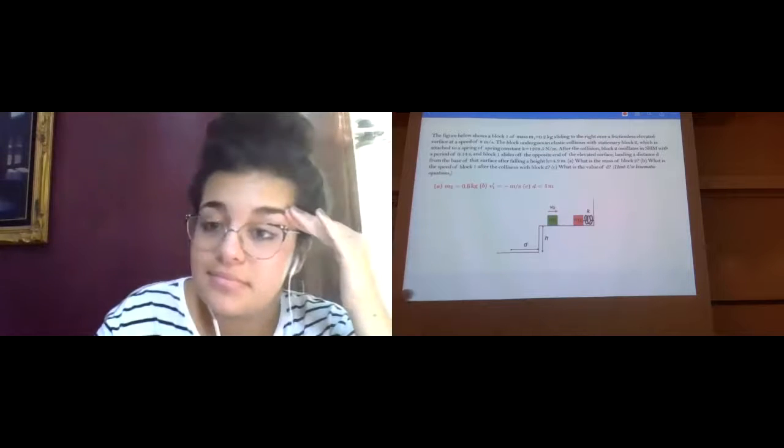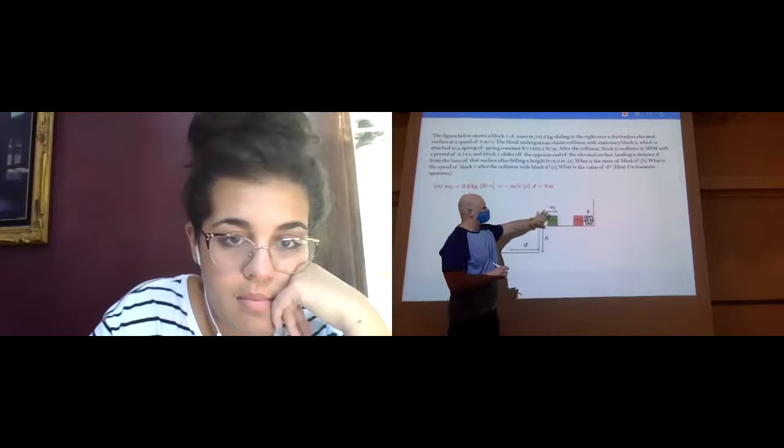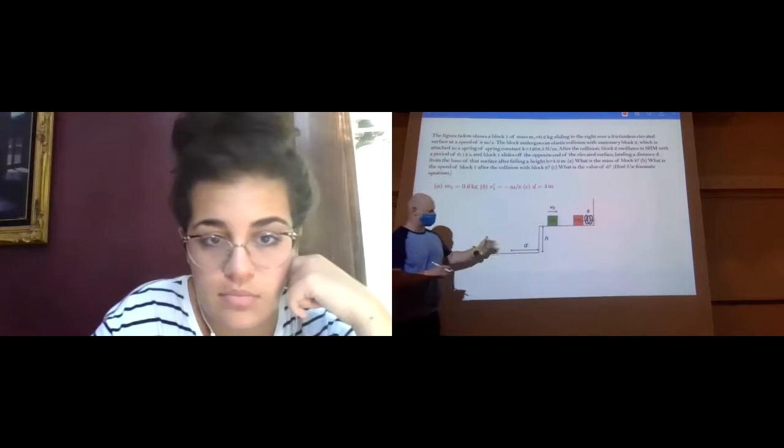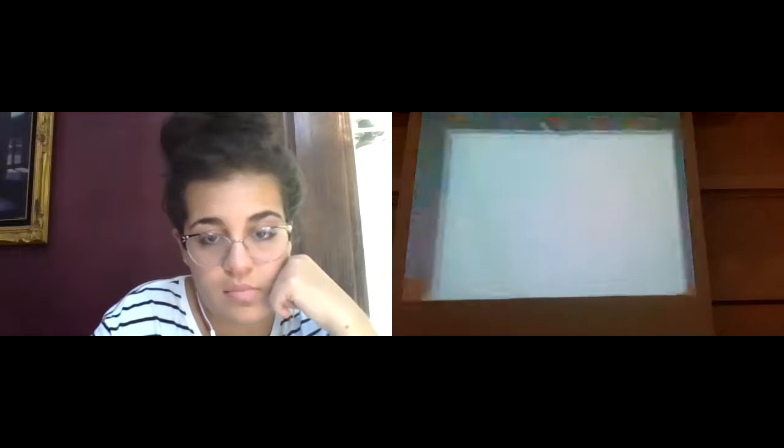So good, let's talk about this problem. The first thing we want to know is what is the mass of this guy? Second, how fast is this thing moving to the left? Last, how far does this guy go under parabolic motion? So let's do all that.